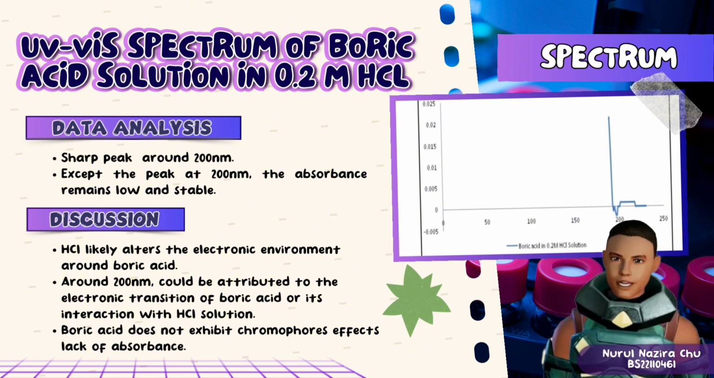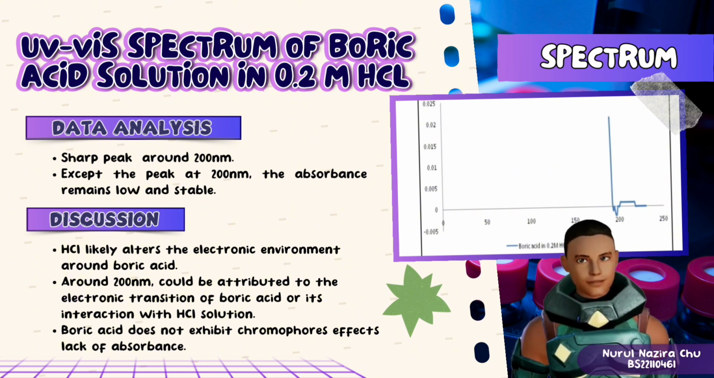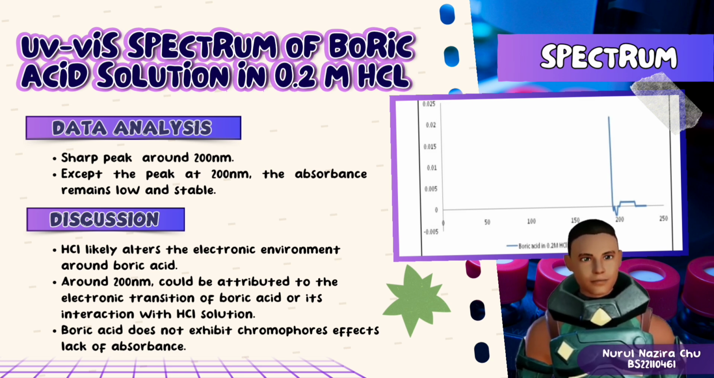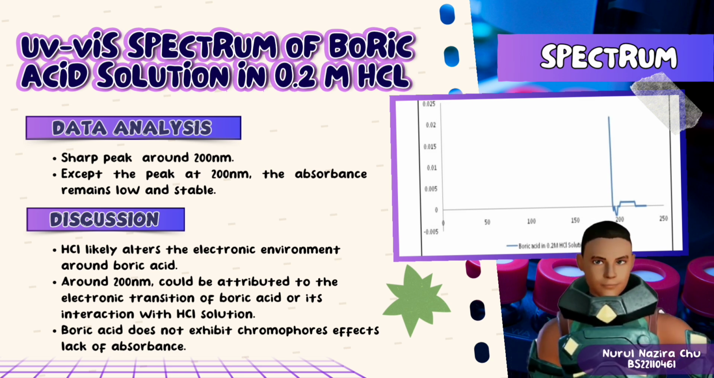Acidic conditions can lead to the protonation of boric acid or influence its electronic structure, making it absorb at certain UV wavelengths. The observed peak around 200 nm could be attributed to the electronic transitions of boric acid or its interactions with the HCl solution. Boric acid does not exhibit strong chromophores.